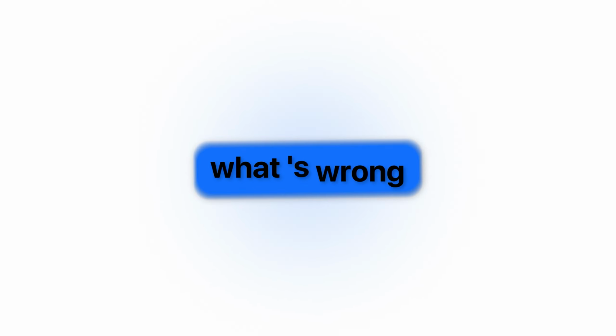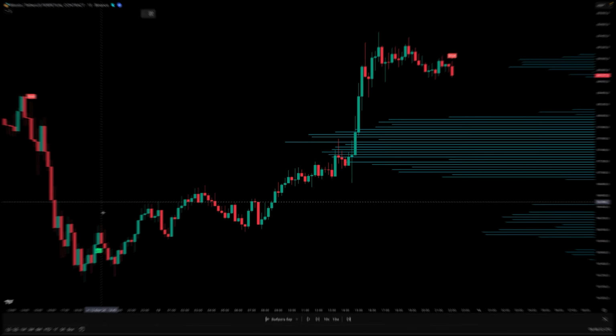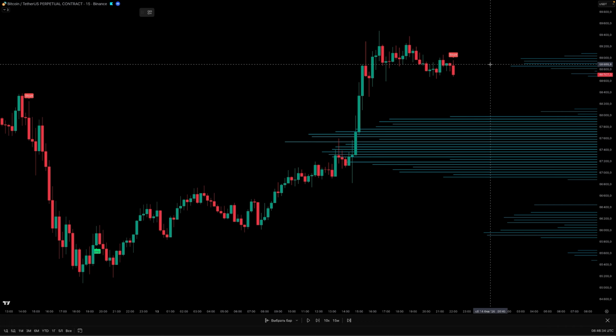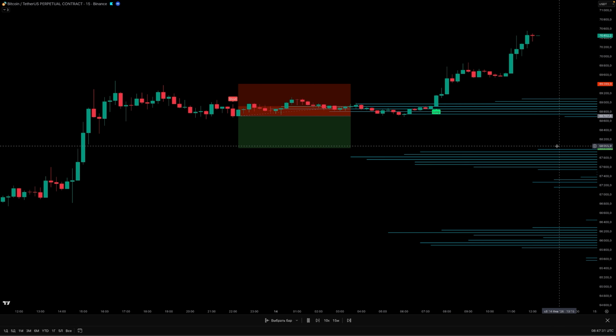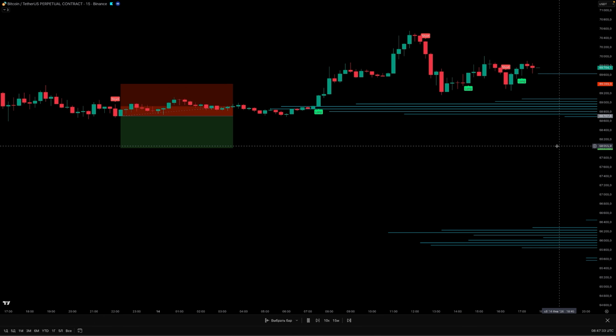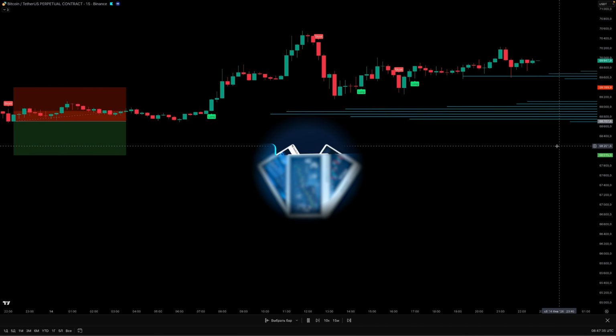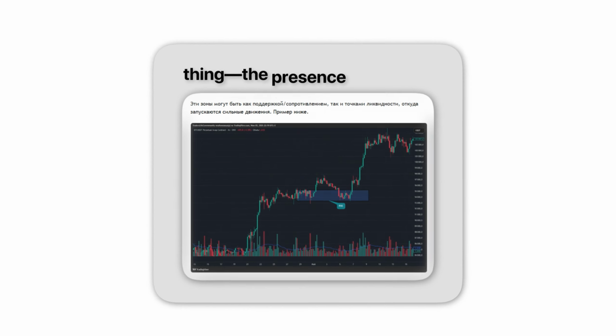Have you ever noticed what's wrong with most free indicators that draw buy and sell arrows? They give you an entry point, but they don't explain the context at all. You see an arrow, you hit the button, and then the price just stalls. There's no follow through, no momentum. You just end up sitting in a position that goes nowhere. Why does this happen? Because traditional signals don't take into account the most important thing: the presence of liquidity.